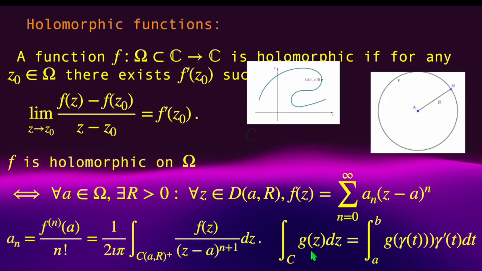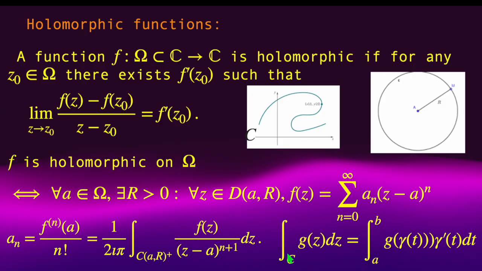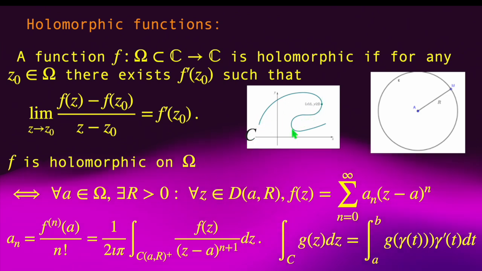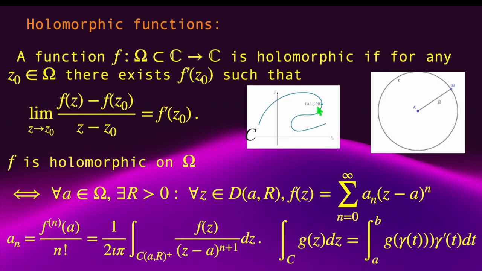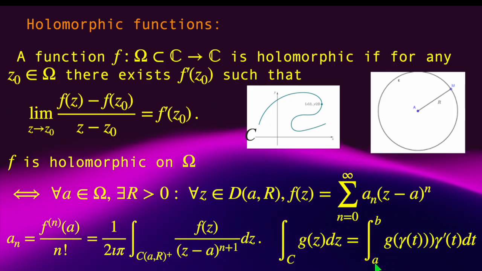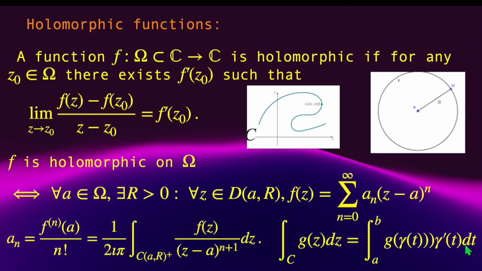If you want to integrate a complex function on a curve in the C plane, you need to give this curve a parametrization and use this formula. So with gamma(t) equal to (x(t), y(t)), this complex integral is equal to the integral from a to b of g(gamma(t)) gamma'(t) dt.